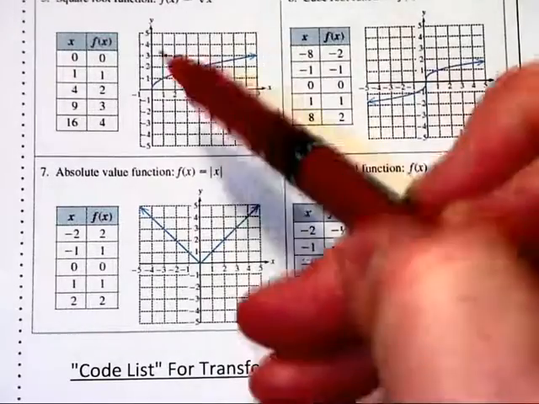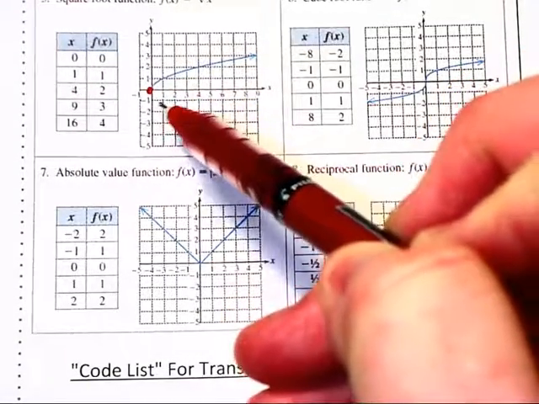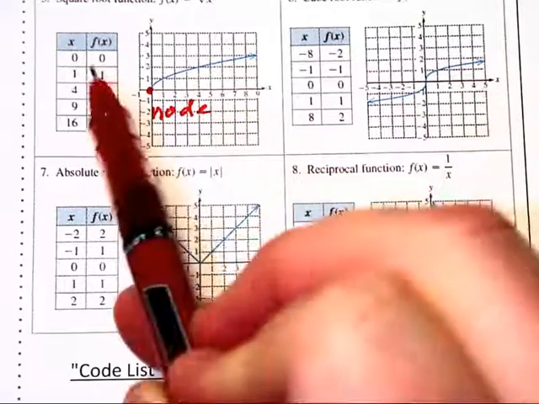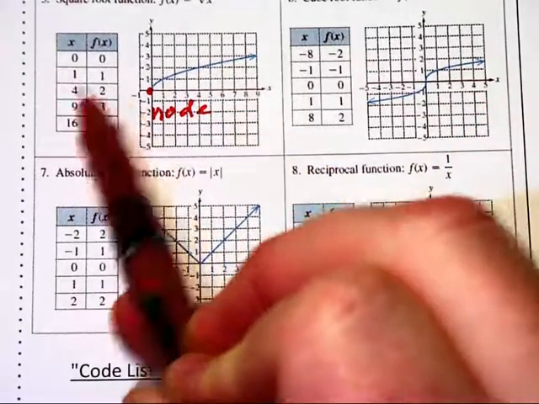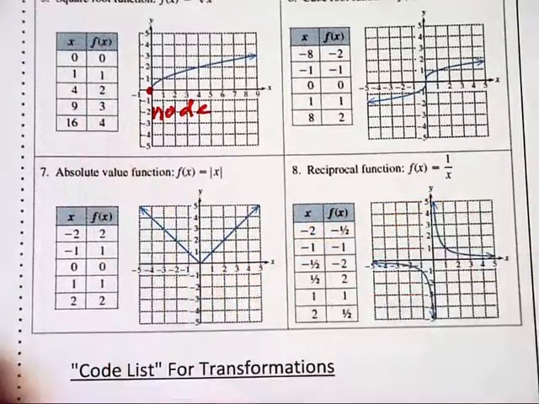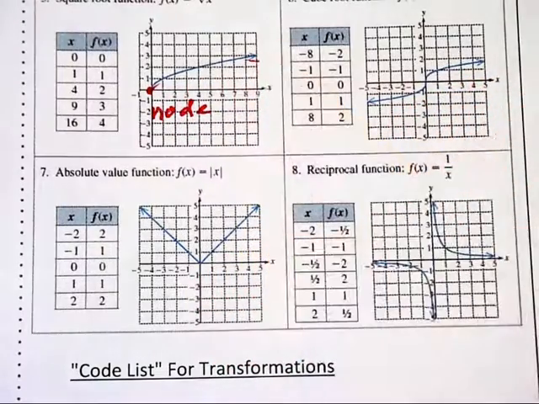The square root graph, this point at the beginning where it starts, is actually called the node at (0, 0). And notice how 1 square roots to 1, 4 square roots to 2, 9 square roots to 3, etc. going down that chart. That's what helps you to get this graph here.